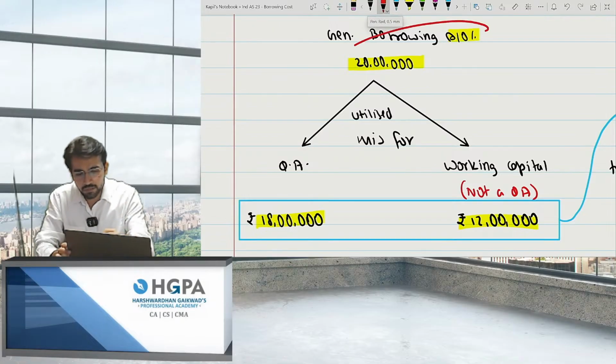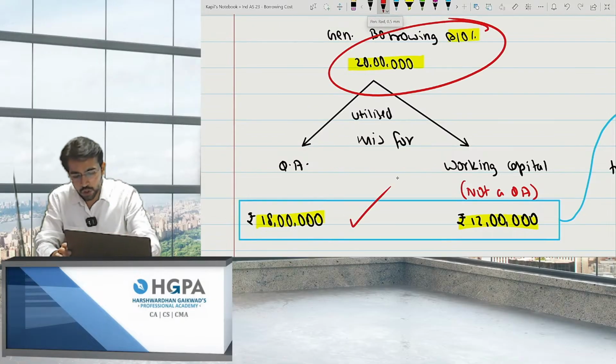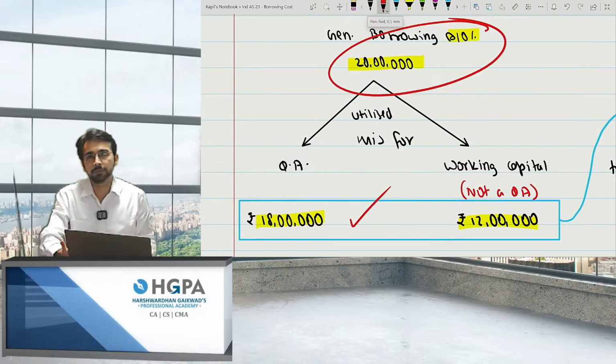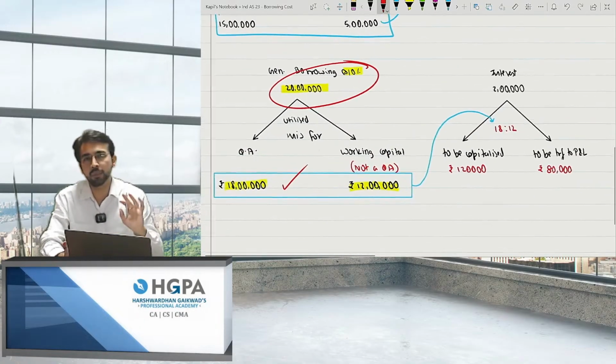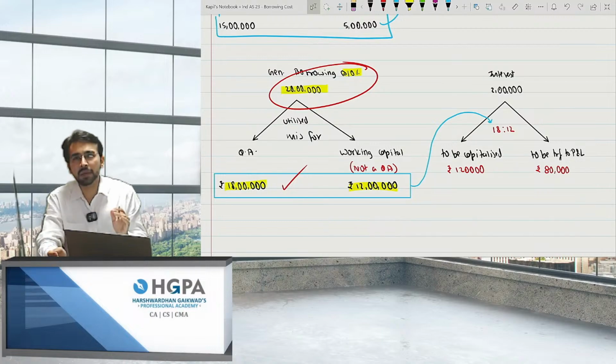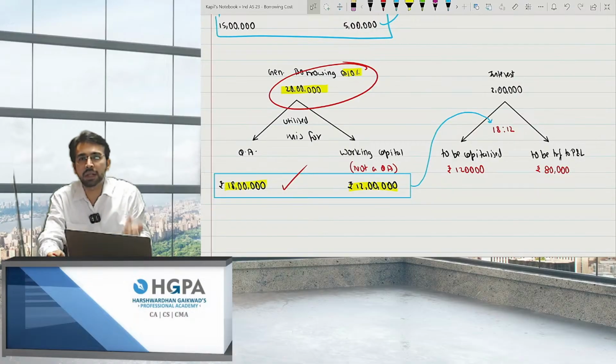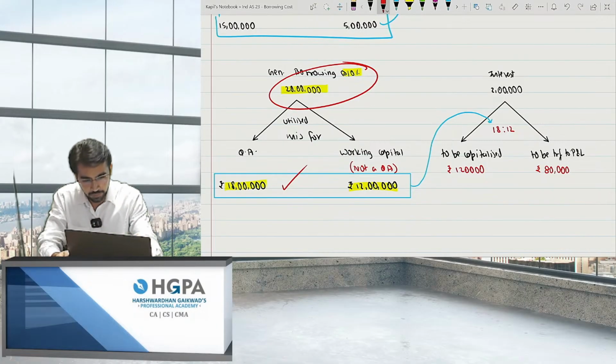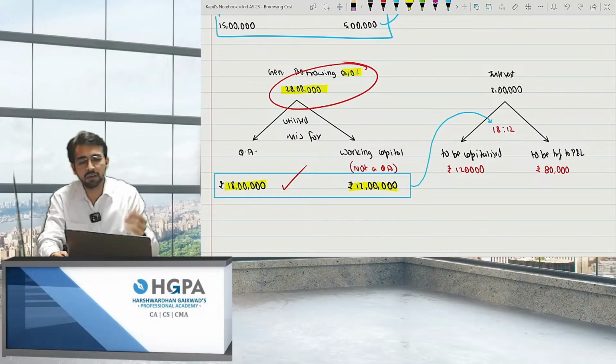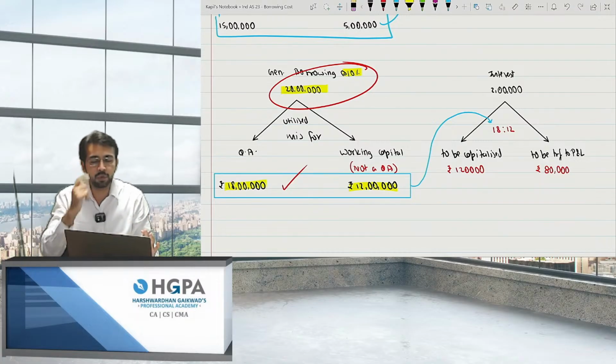So the interest paid of 2 lakh rupees will be divided in the ratio of 18:12. This is the important point. Sometimes there will be a loan, but the utilization will be more than the amount of the loan, because the rest is the own capital, right? In that scenario, you will apportion the interest on the basis of utilization, on what amount you utilized. So this is the scenario. 2 lakh will be apportioned in 18:12, that is 1 lakh 20 thousand and 80,000. 1.2 lakh will be capitalized, and only 80,000 will be transferred to PL. Yes.